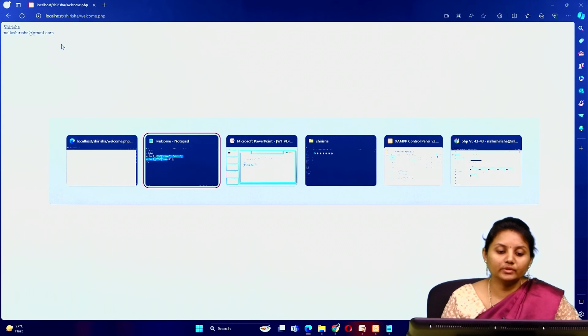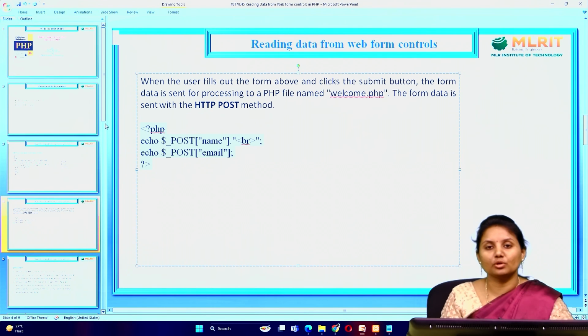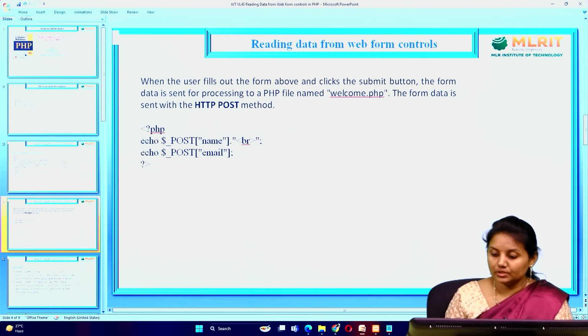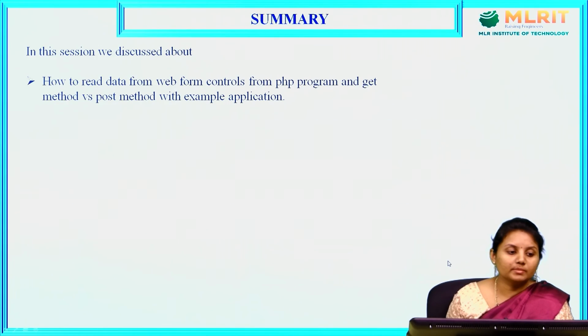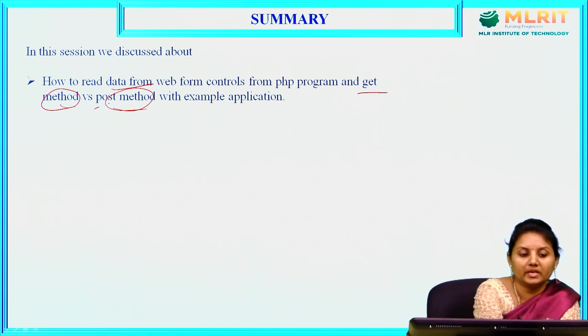Similarly, you can use $_GET, $_REQUEST also for extracting the fields. Hope you all understood the session. So in this session, we have discussed about two things. One is how to read the data and the other is what are the different methods that you are using to extract them. So read the data from the forms using get method and post method.